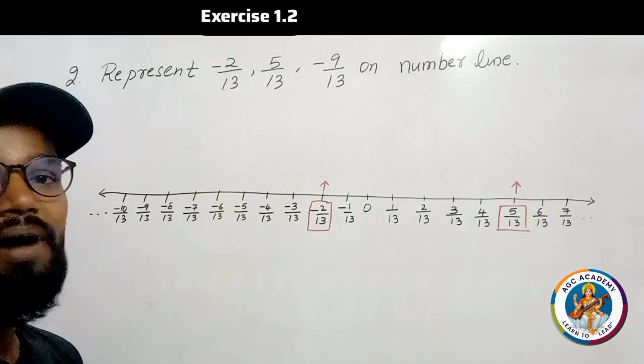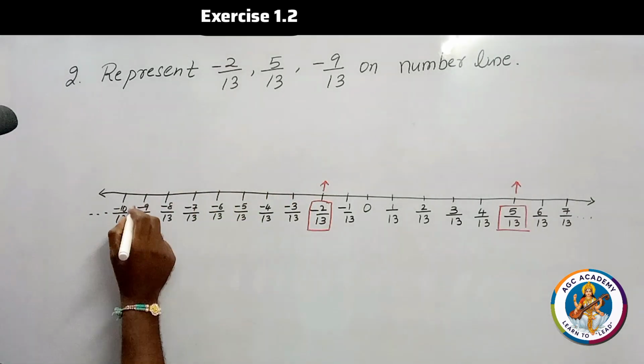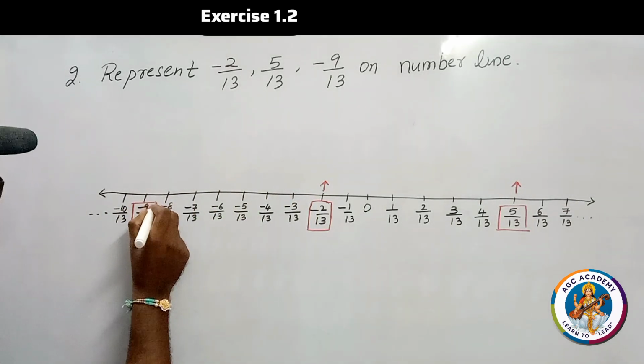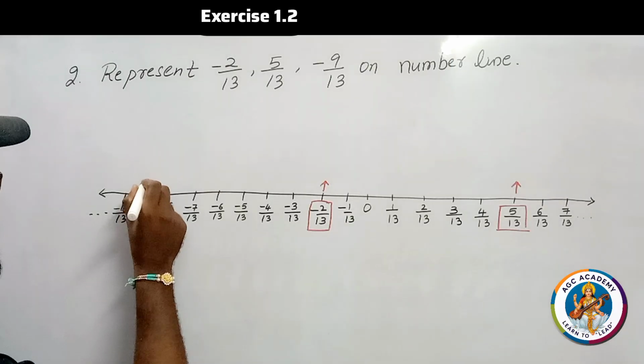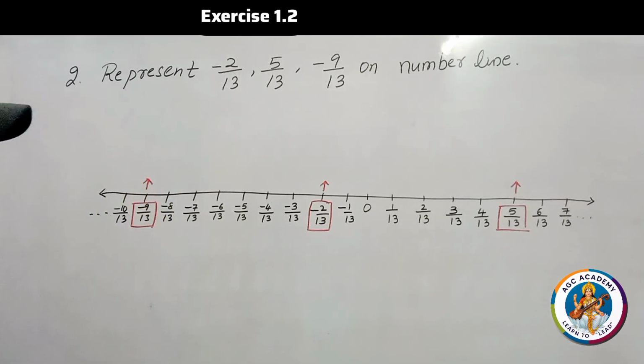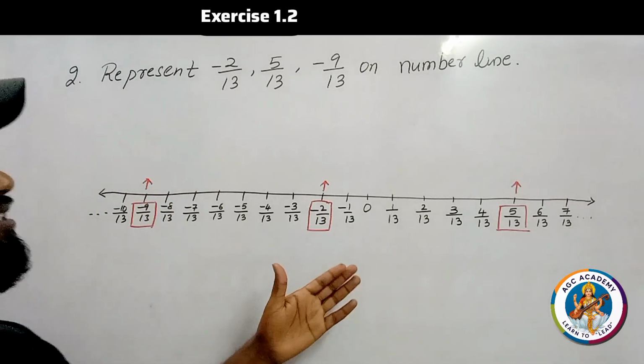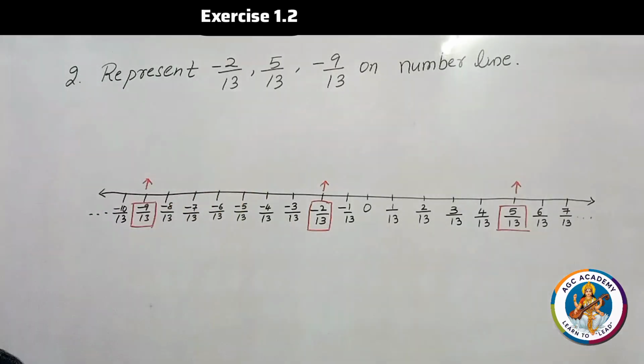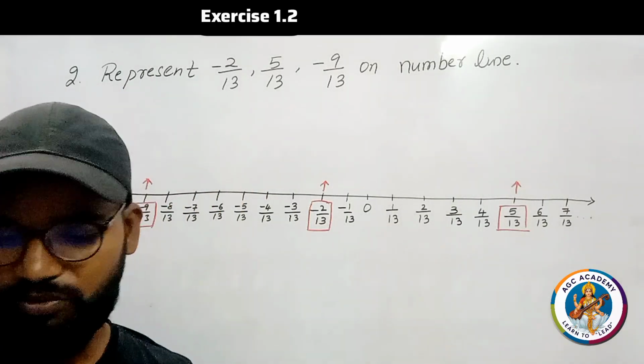Next, last, minus 9 by 13. So where is your minus 9 by 13? Here it is, your minus 9 by 13. It is a negative rational number. Yes or no? Yes. So this is about your second solution. Okay, we will see the third solution. What is the third solution?